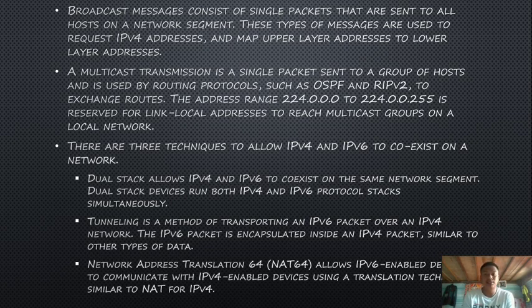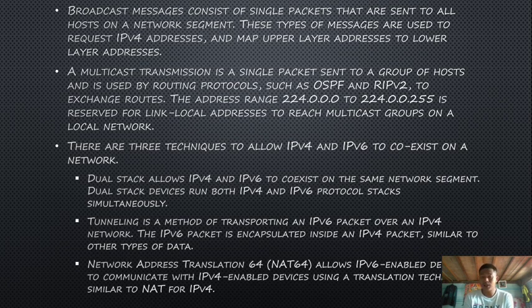Broadcast messages consist of a single packet that is sent to all hosts on a network segment. This type of message is used to request IPv4 addresses and to map upper layer addresses to lower layer addresses. A multicast transmission is a single packet sent to a group of hosts and is used by routing protocols such as OSPF and RIPv2 to exchange routes. The address range 224.0.0.0 to 224.0.0.255 is reserved for link-local addresses to reach the multicast groups on a local network.